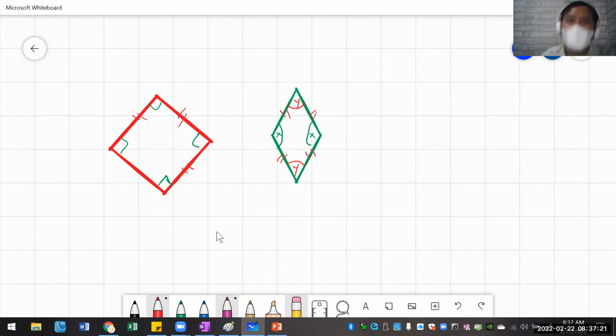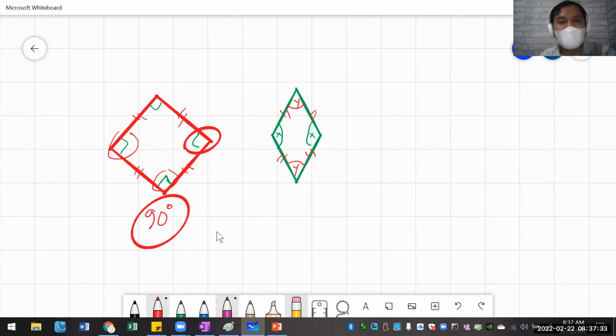All of the sides are the same, but the angles are different. Again, I need to remind you that for a square, the angles should be 90 degrees. All of the angles in here should be 90 degrees. Although you see it rotated like this, it's still a square.